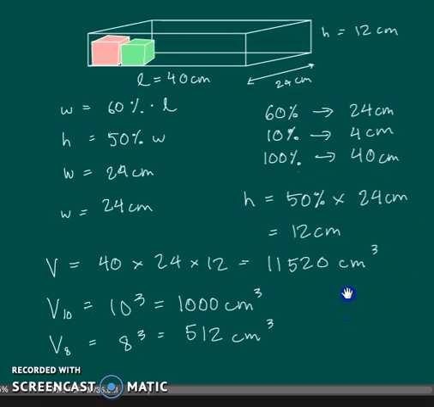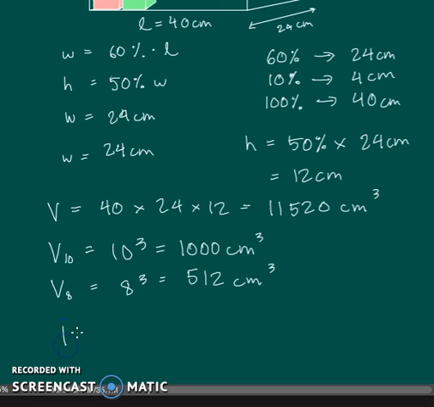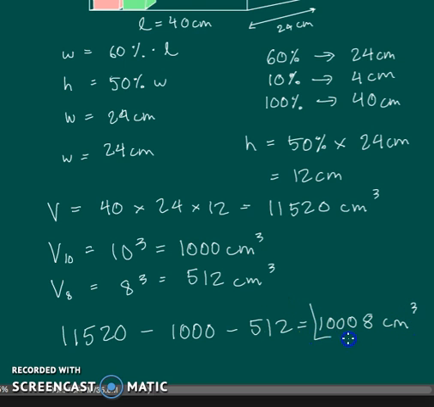So in order to find out how much water I can pour into this container once these 2 cubes are in there, I'm just going to take the total volume of the container, and I'm going to subtract the volumes of those 2 cubes. And what you should get is 10,008 cubic centimeters. That is how much water you can pour into the container before it starts overflowing.